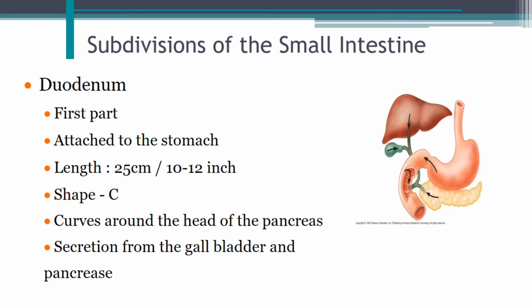The subdivision of the small intestine, the first one, is the duodenum. You can see in the figure, after the stomach there is a C-shaped part, the duodenum, beside the pancreas. The duodenum is the first part of the small intestine. It is attached to the stomach. The length of the duodenum is 25 centimeter, or we can say 10 to 12 inch long. It is C-shaped and curves around the head of the pancreas. The secretions from the gallbladder and the pancreas enter here. So this is all about the duodenum.